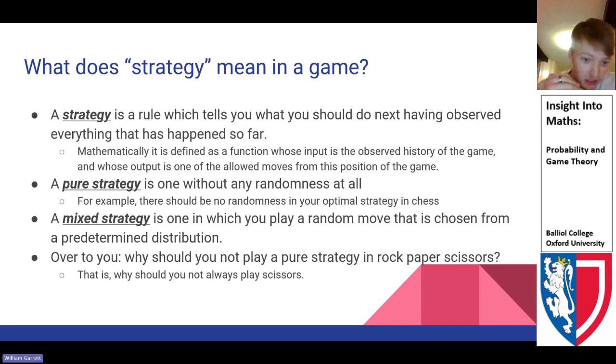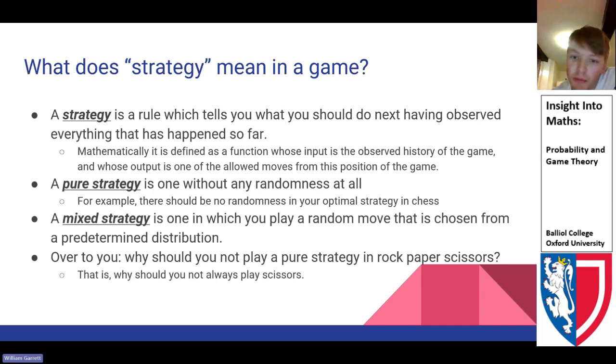Okay, that's what a strategy is. Mathematically, it's a function, and its input is a history of the game, and its output is your next move. So in rock paper scissors, because the game only has one round, there is no history of the game. There's only one round. So all a strategy is, is an output of whether you should say rock, paper, or scissors.